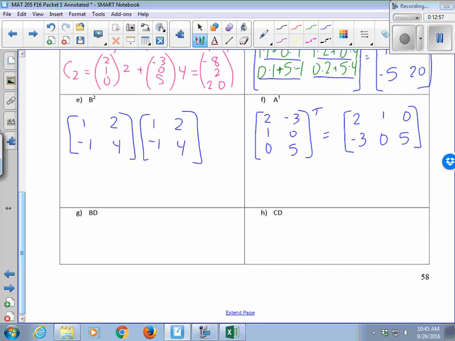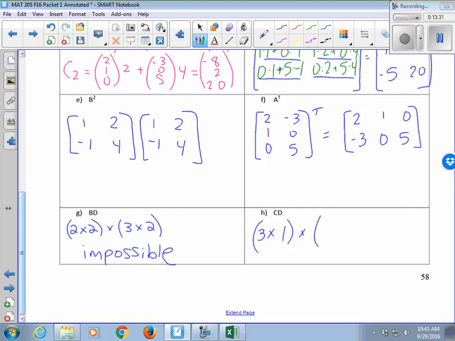All right, B times D. So B is a 2 by 2. And D is a 3 by 2. So what about that? Do it. You can't do it. Yeah. That's why I left you no space to do it. Okay, and C times D, this is a 3 by 1. And D is a 3 by 2. Again, can't do it. The inner dimensions don't match.